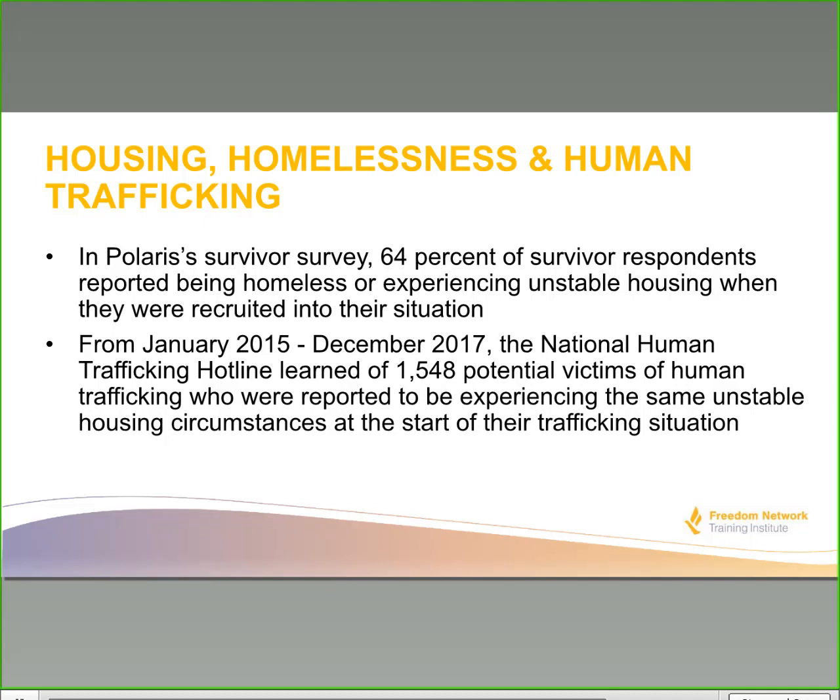Similarly, from January 2015 to December 2017, the National Human Trafficking Hotline learned of 1,548 potential victims experiencing unstable housing at the start of that trafficking situation. So keeping in mind that these numbers are from survivors who self-reported, who knew or suspected that they were being trafficked, and who are aware of that hotline as a resource.